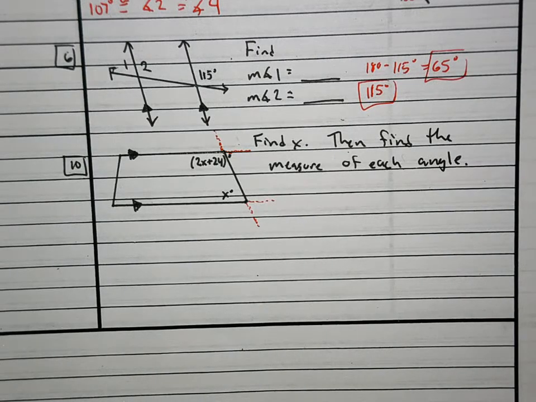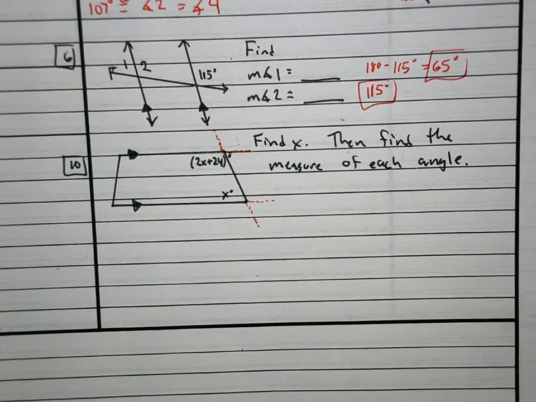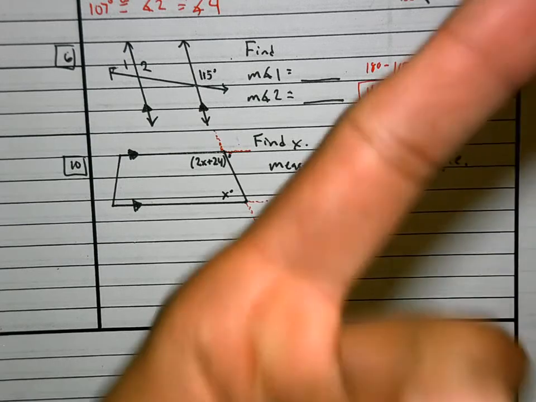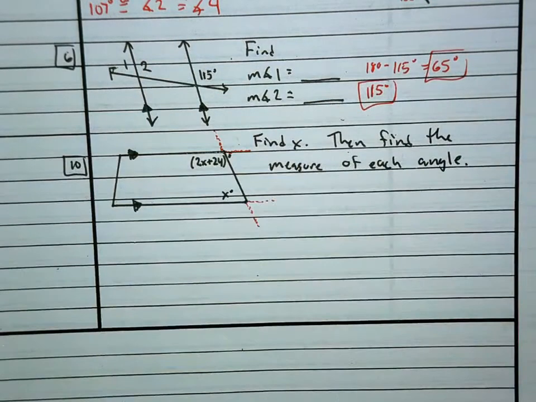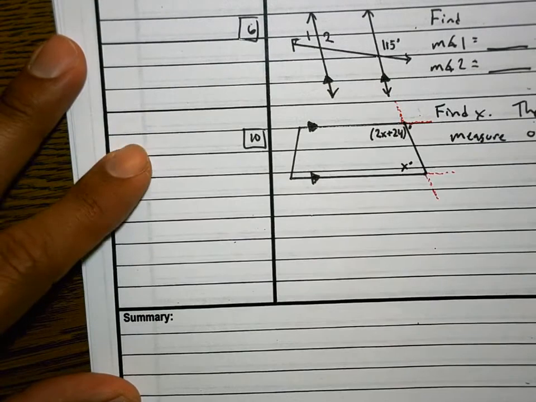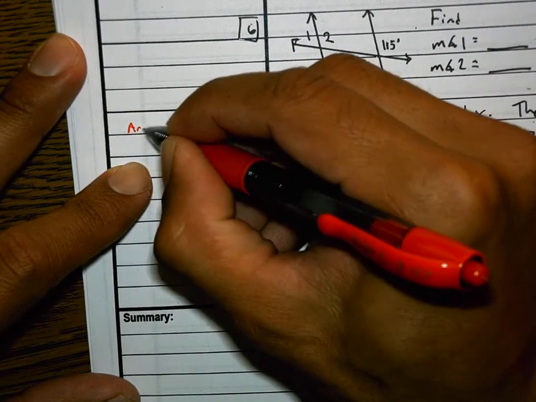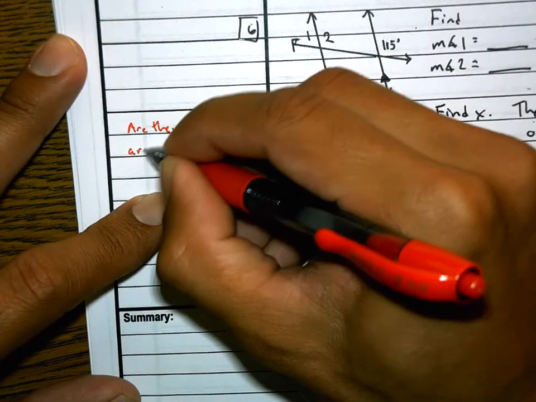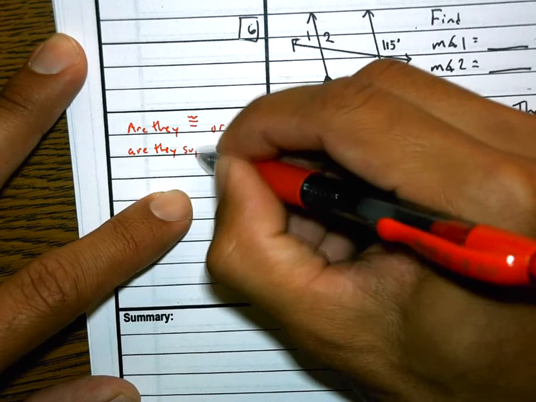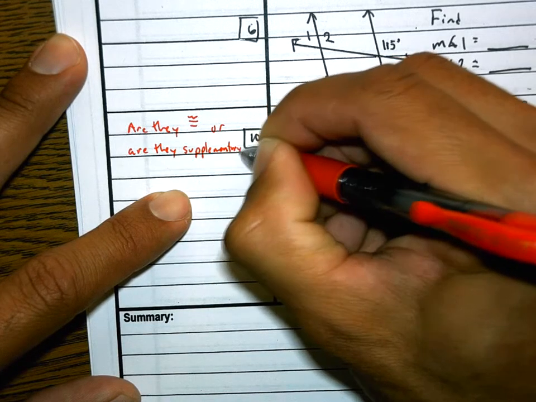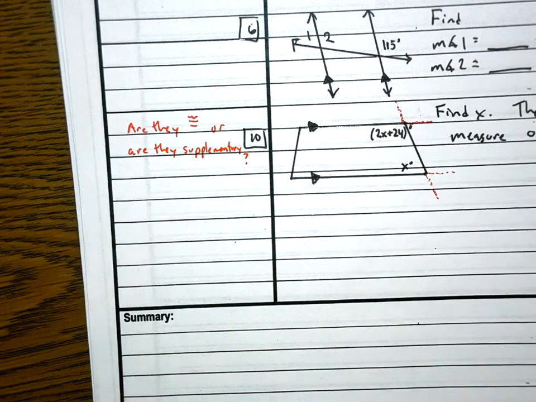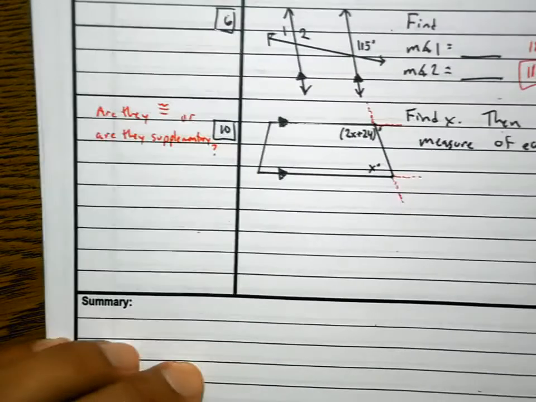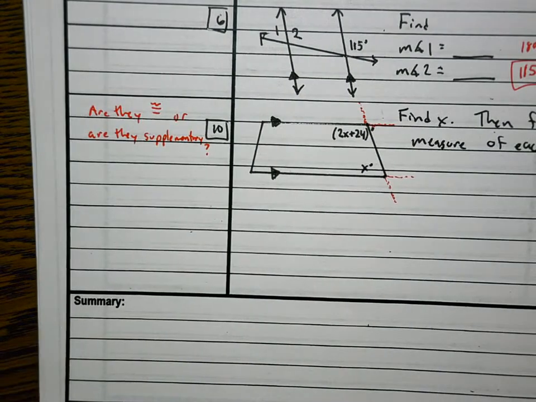And in all of these problems in 11.2, you are going to have to decide, when they're parallel, are they congruent or are they supplementary? I'm going to even write that down over here. Your question to yourself is, are they congruent or are they supplementary? And that's what you have to decide on all the problems. You're going to apply that question.